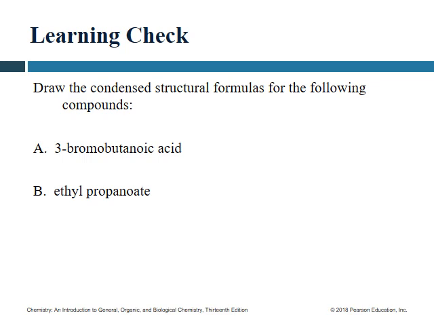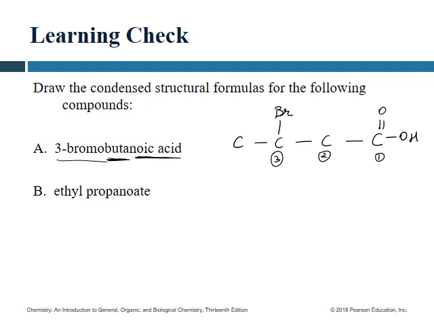So first thing I see is oic acid, so this is COOH. Which carbon? 4 carbon. So I draw 4 carbons, 1, 2, 3, 4. Oic acid means it has to have a COOH group, and it says 3-bromo, so I start numbering 1, 2, 3, which means this has to have the bromo. So 3-bromobutanoic acid, perfect.